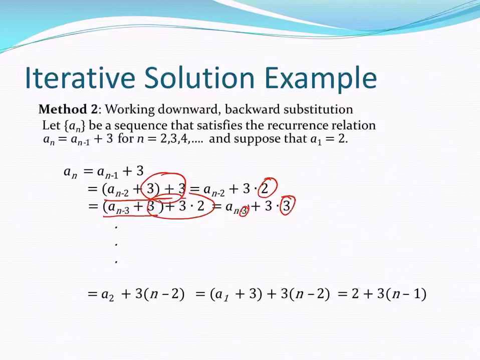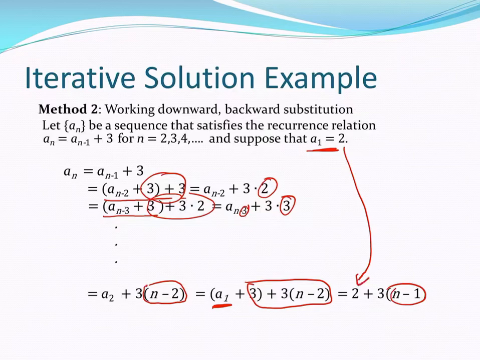And then finally we're going to get to a sub 2. So we're going to get 3 times n minus 2. A sub 2 is a sub 1 plus 3. Add those together and we're going to get a sub n is equal to 2 plus 3 times n minus 1. Since a sub 1 was the earliest one, we're able to substitute that right there. And we got the same formula going both directions.